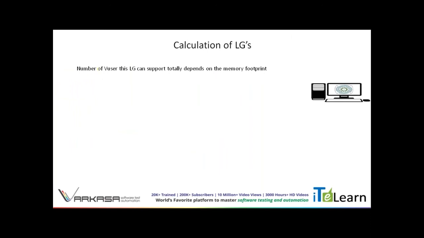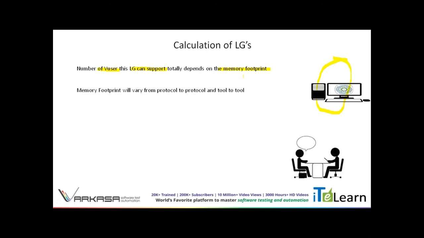The number of virtual users this LG can support totally depends upon something called memory footprint. This is the LG machine. How many virtual users can this machine give? It totally depends upon the memory footprint. It's an interview question, guys. They will ask you how you calculate the number of LG machines required for your project. Concentrate here. The memory footprint will vary from protocol to protocol, and from tool to tool. So let's assume we'll take one single protocol, which is the HTTP HTML protocol. All our scripting will be done on this protocol.